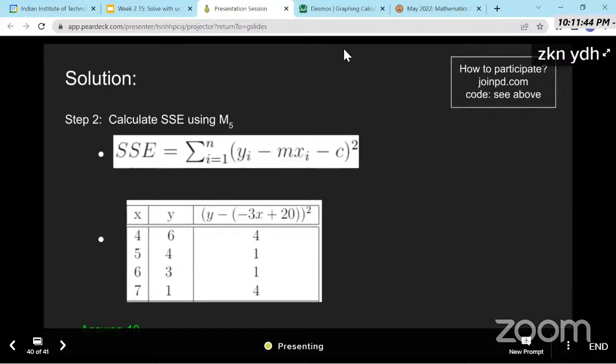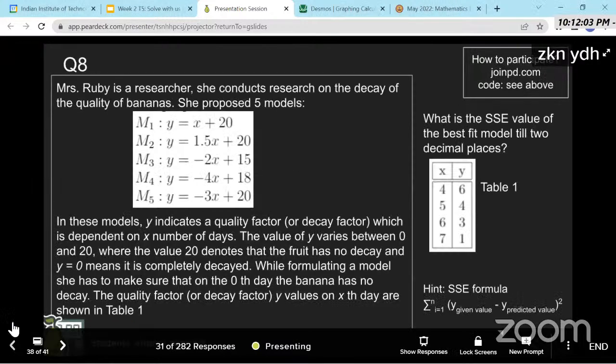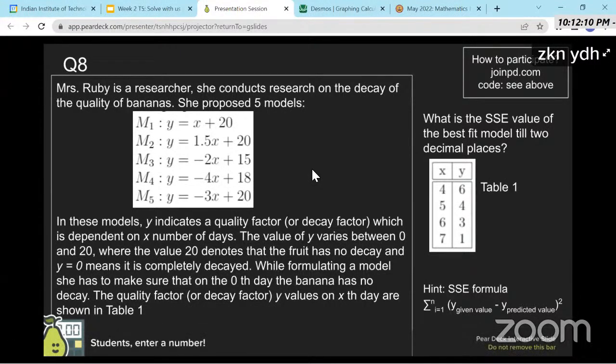I hope, did anybody get the answer as 10? Anybody? Yes, sir, I got it. Sir, I have a question. Okay, tell me. Sir, it is not necessary that the first point should be on the line. Maybe other than the first point, all other points are on the line. Then that model will be the best fit, sir.